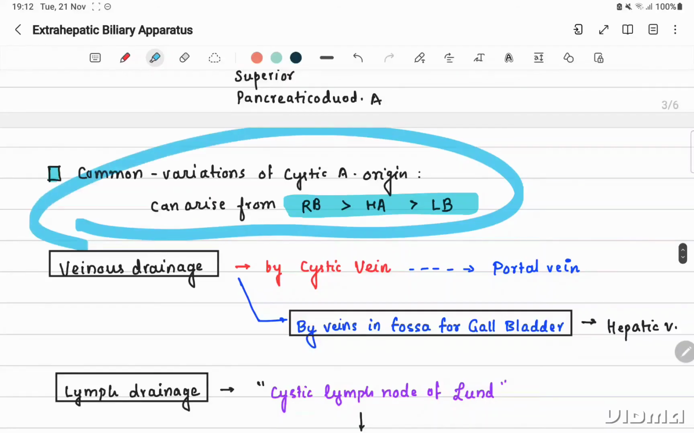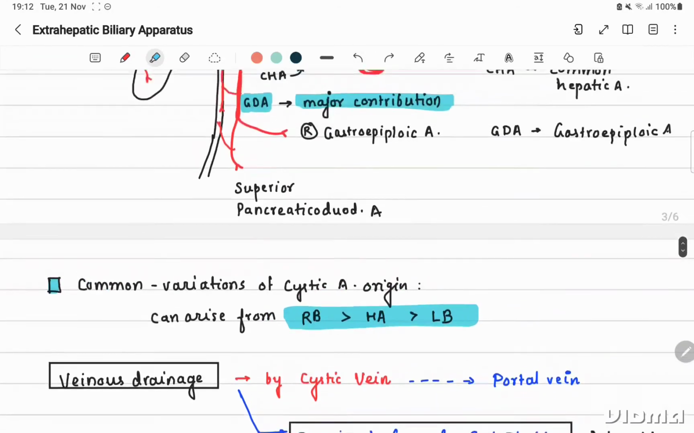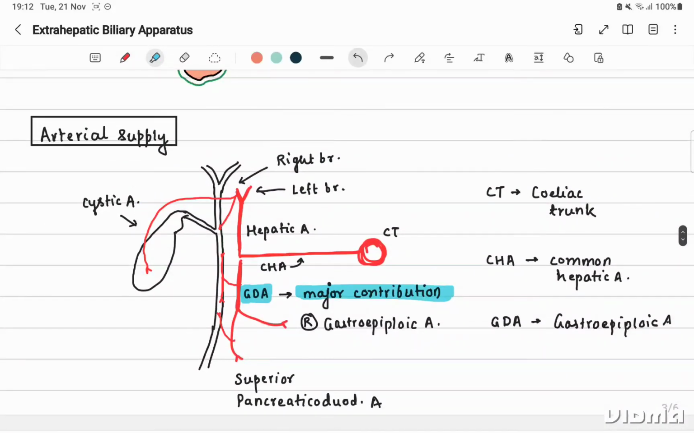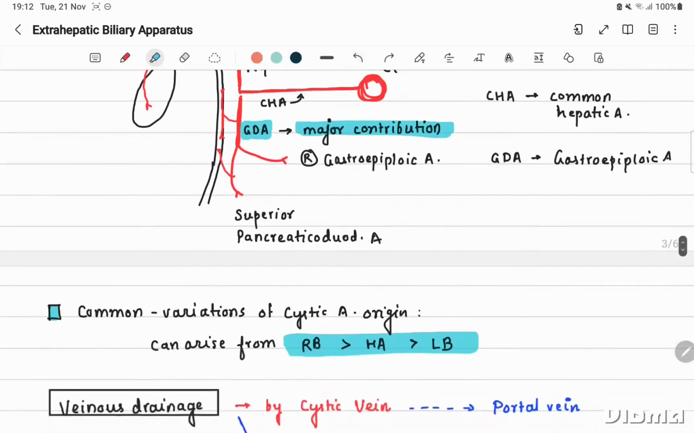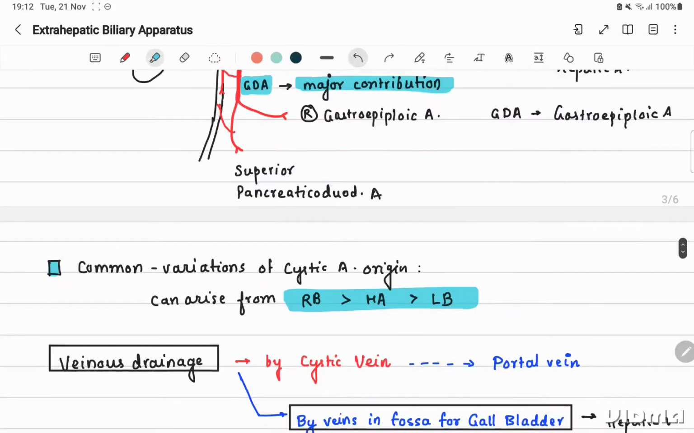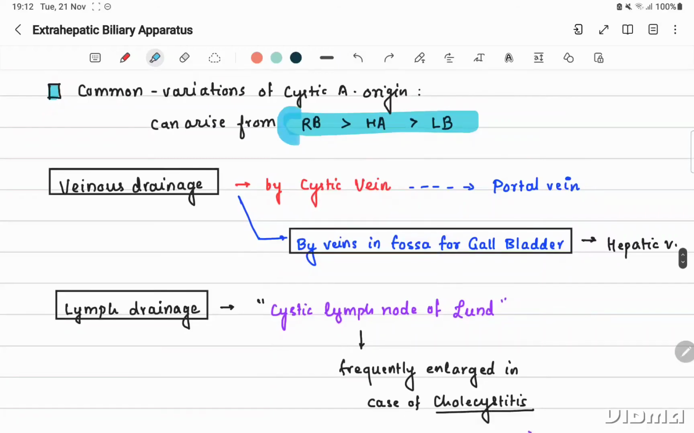Common variations of the cystic artery: the most common observation is that it arises from the right branch itself, but it can arise from the hepatic artery proper, or even from the left branch, in this sequence of preference. So in most individuals it arises from the right branch.